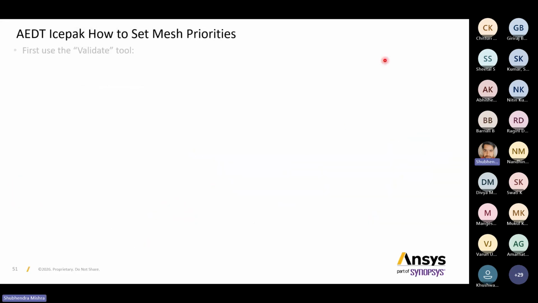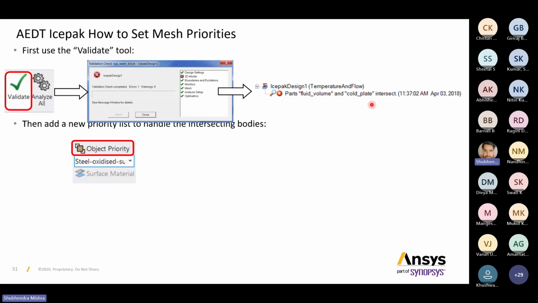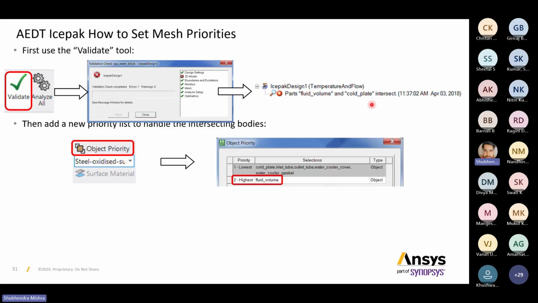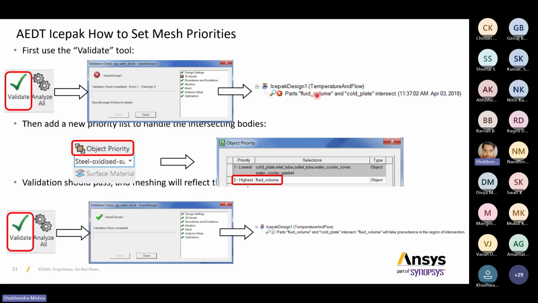So how does the mesh priority work? First I validate the model, then you will see there is some issue. Just for example, the fluid volume and the cold plate are intersecting. In that case, I will give the intersecting bodies a priority. First the cold plate will be analyzed, then the fluid volume, and by this, your intersection part will be reduced. Then evaluate again, and your result will fall under a warning rather than an error. And you will do the object priority section.